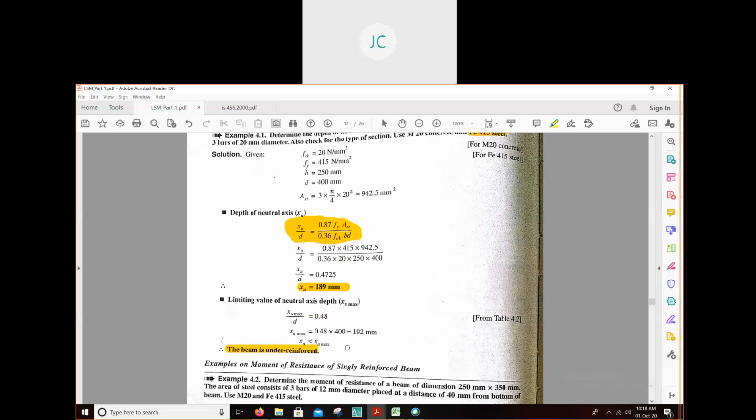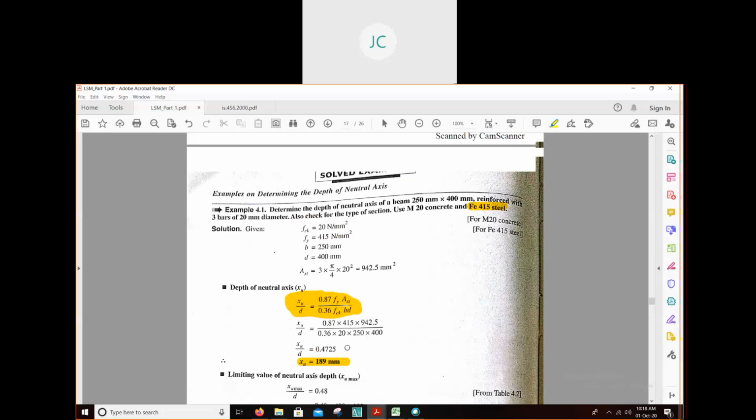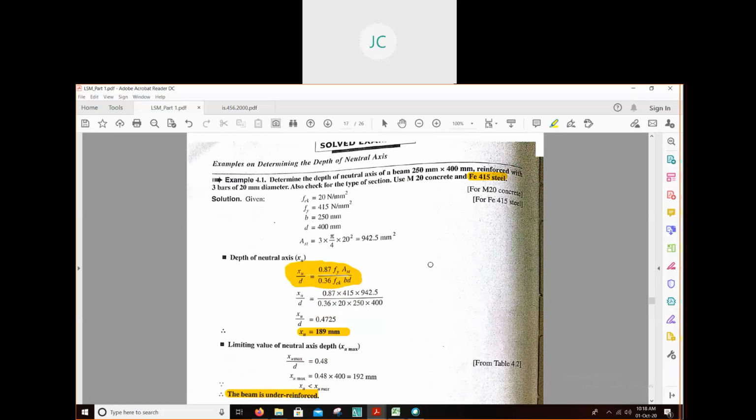Therefore, XU max you can find out: 0.48 into D, which is given. So you have got 192. Now you compare the two values. XU is less than XU max. Therefore, our section is under-reinforced. That is the final answer: the type of section is under-reinforced. So we have determined the depth of neutral axis and also the type of section.